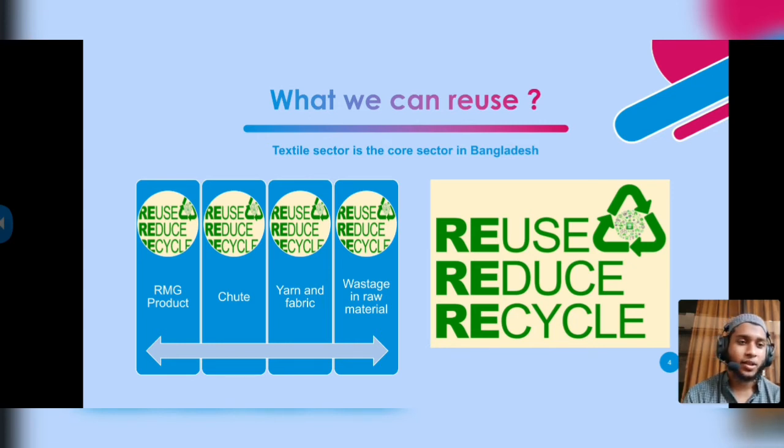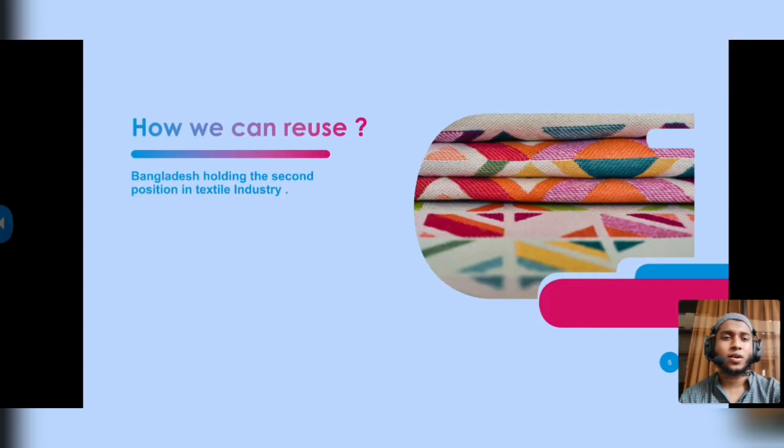Then wastage in raw material. We know that in raw material, especially in cotton, we find some wastages like seed cotton and something like that. So in this case, we can also reuse these raw materials.